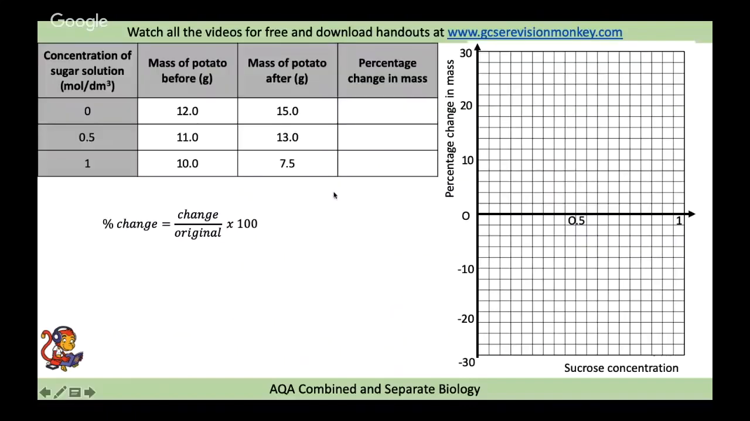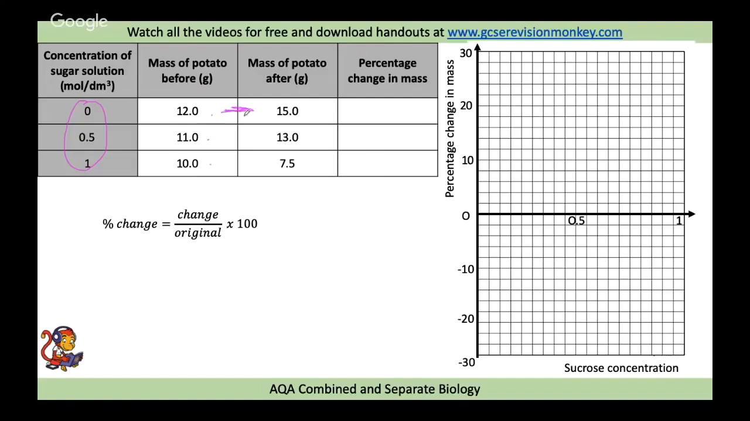So our results may look a little something like this. We've got our different sugar solutions, our mass before. Note that they're slightly different because you can't cut a piece of vegetable or a sweet or whatever it is to be exactly the same mass. So we have the mass of the potato afterwards, and we can calculate the mass change.